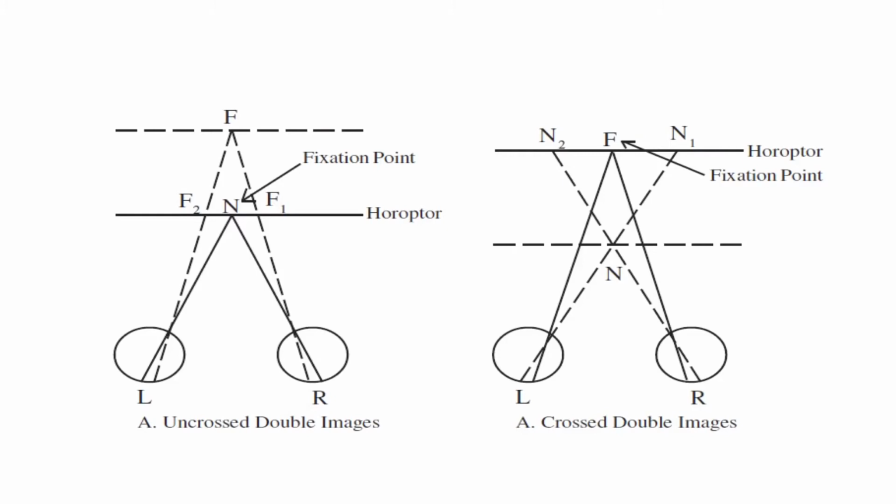However, the double images you have just experienced are not similar in nature. The first will be an uncrossed double image and the second will be a crossed double image. The phenomenon just explained can be seen in the following figure. Thus, when we get uncrossed double images, the object is farther than the fixation point. On the other hand, when we get crossed double images, then the object is nearer than the fixation point.